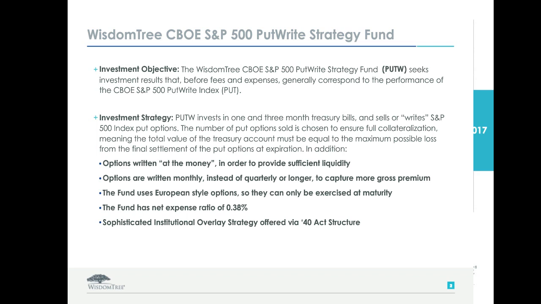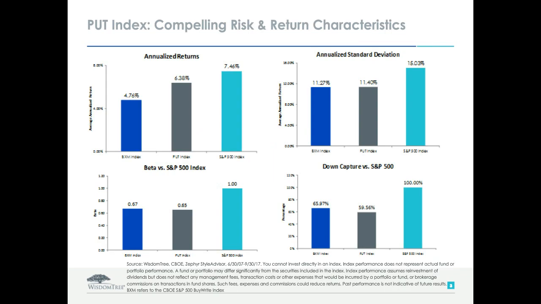Now, what makes the strategy interesting to us is we can go back and take a look at the 10-year returns in real time going back to June of 2007. And what you see here, the put index in gray has gotten you annualized returns of about 6.4% over that period. So it's gotten you 85% of the returns of the S&P 500, but it's been able to do so with just 75% of the volatility. So the vol for that period on the right side you see is about 11.4%.